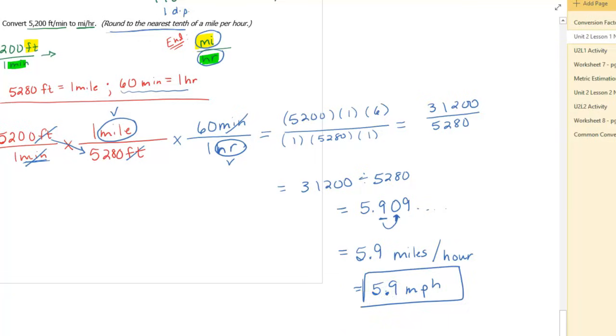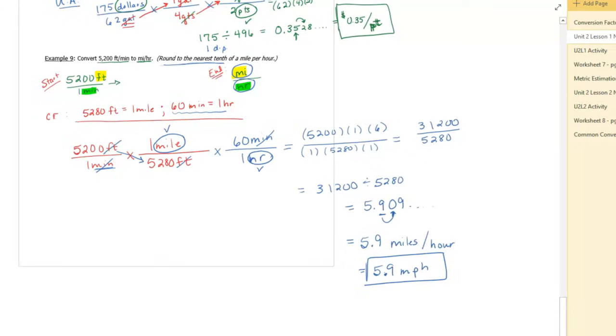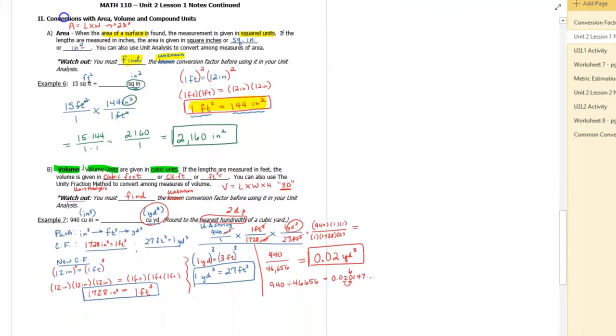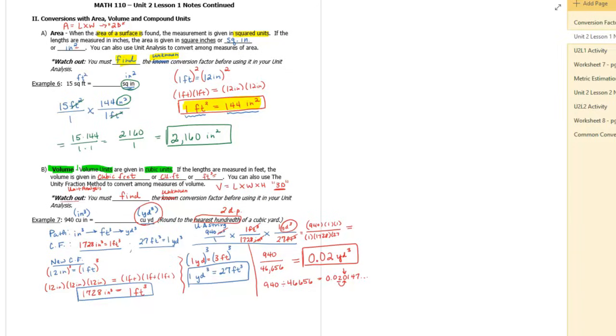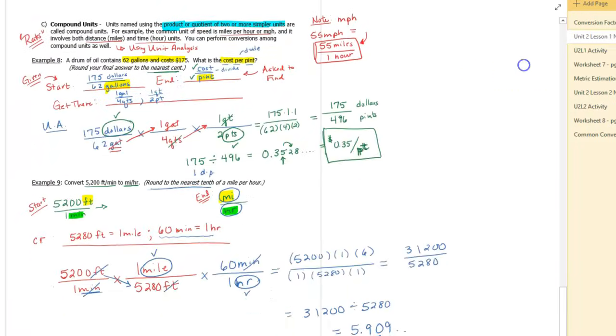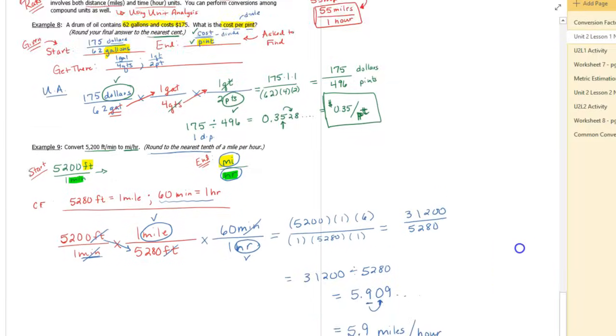So we learned in lesson 1 we can use unit analysis to convert just one unit. We can use it to convert squared and cubed units. You just have to be careful. If you're using it to convert squared or cube units, remember, you've got to create those new units, so be careful about that. And then finally, we learned in Unit 2, Lesson 1, that you can also use it not just to convert the top unit, but also the bottom. And in example 9, we converted both. Let me know if you have any questions.